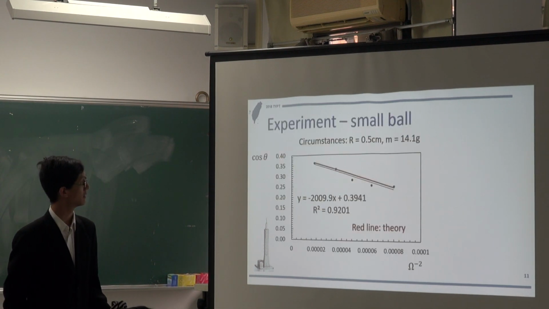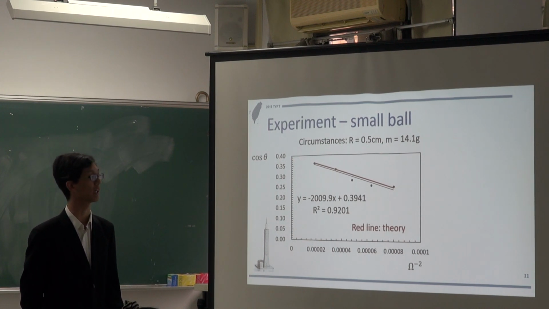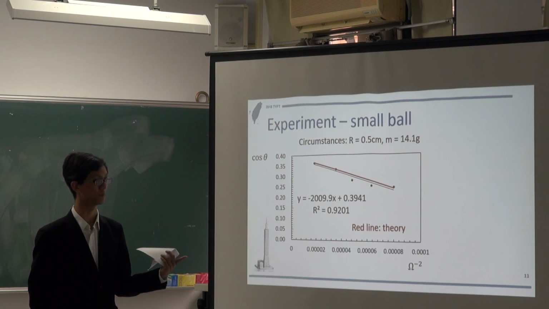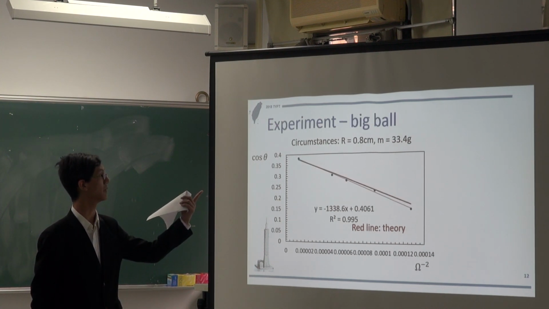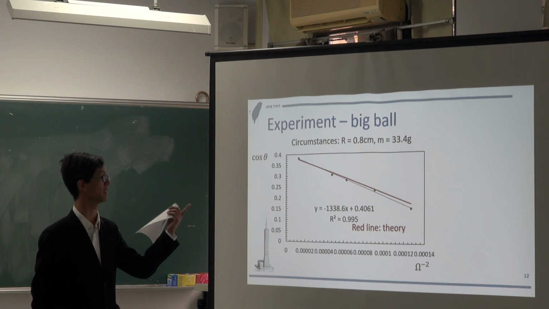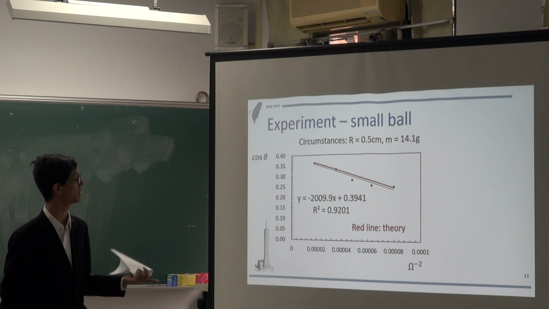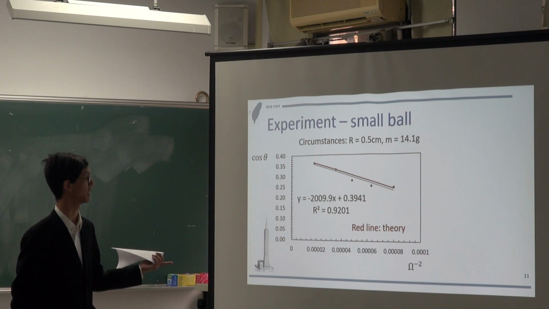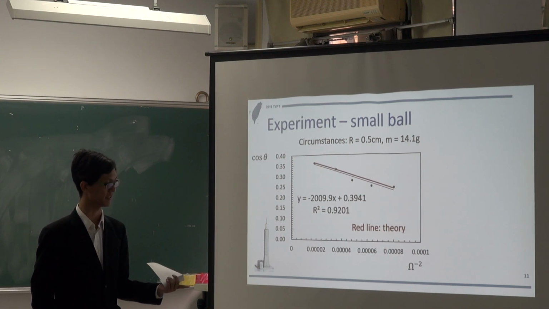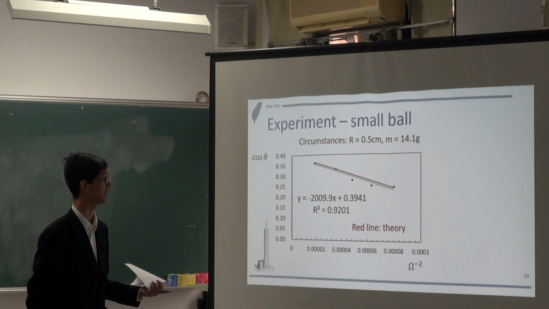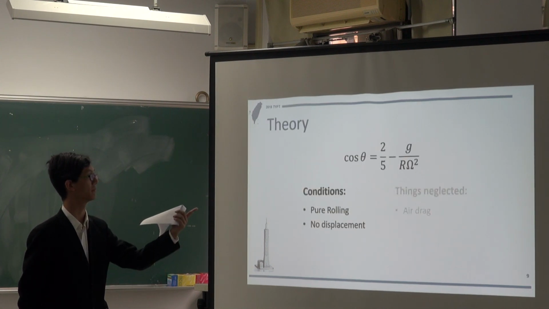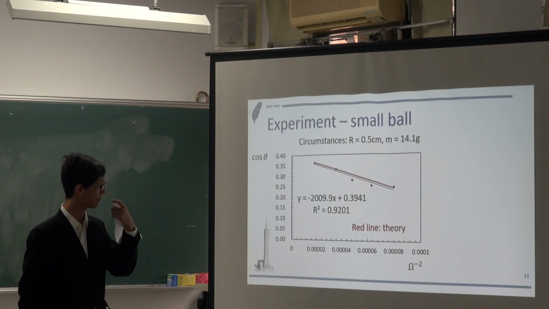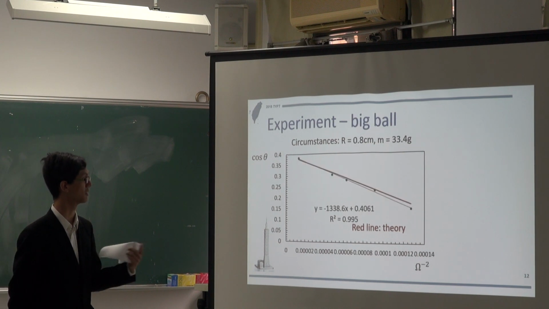And our experiment: we use two different kinds of balls, a small ball and a big ball, where for the small ball R is 0.5 centimeters and mass is 14.1 grams, and for the big ball R is 0.8 centimeters and the mass is 33.4 grams. The red line is our theory, the black line is what we get, and the y-axis is cosine theta, the x-axis is omega to the power of -2, as seen in our theory here. And this is our result for the small ball, and this is our result for the big ball.